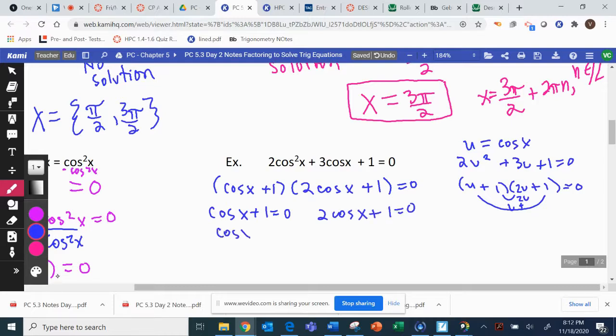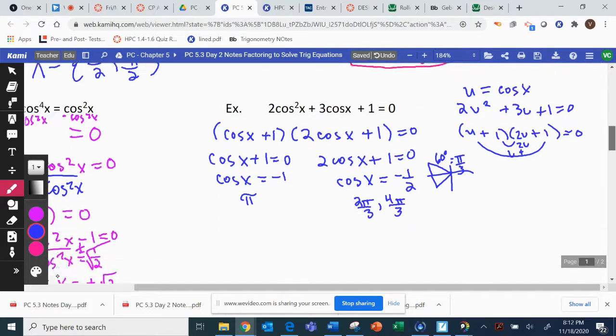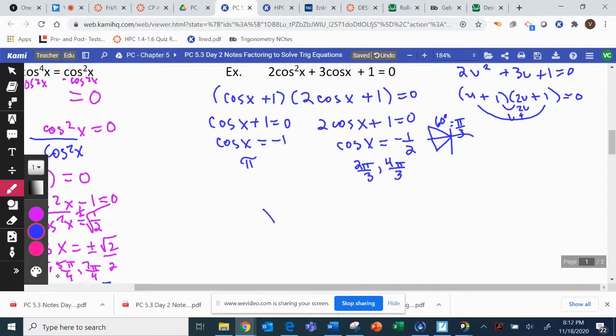And so I'll have cosine x is equal to -1. That only happens at pi. And then cosine x is equal to -1/2. And that's at 2 places, in the second and third quadrant. Those would be at the 60 degrees reference, which is pi over 3. So we would have a 2 pi over 3 and a 4 pi over 3. We'll put all that together in order. So our first one is 2 pi over 3, then pi, then 4 pi over 3.